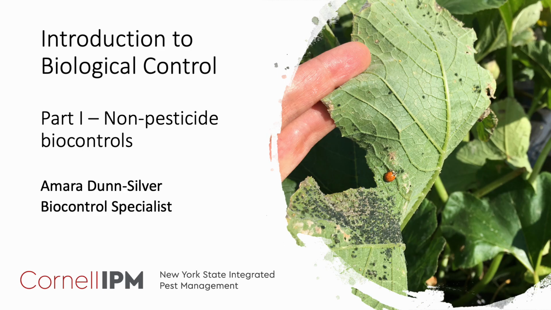In the picture on the right of this slide, you can see a red ladybug eating black aphids on a squash leaf. Ladybugs eating aphids may be one of the most familiar examples of biological control, but today you'll learn that biological control is much more.